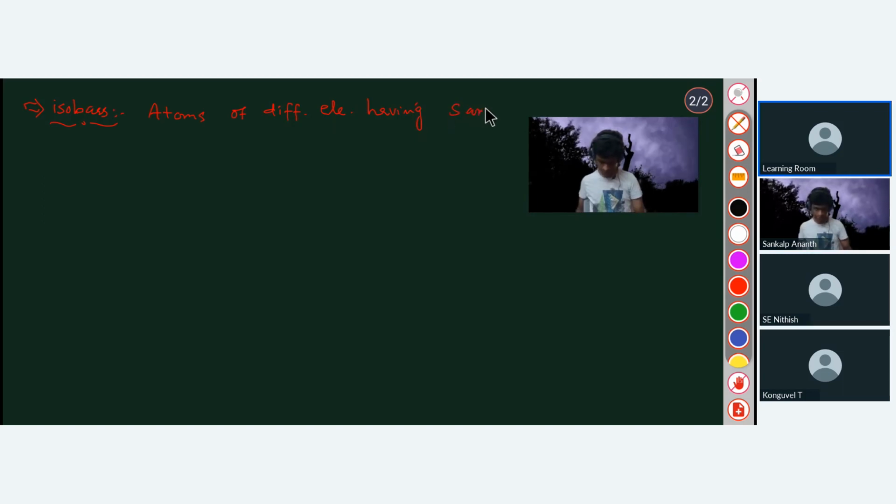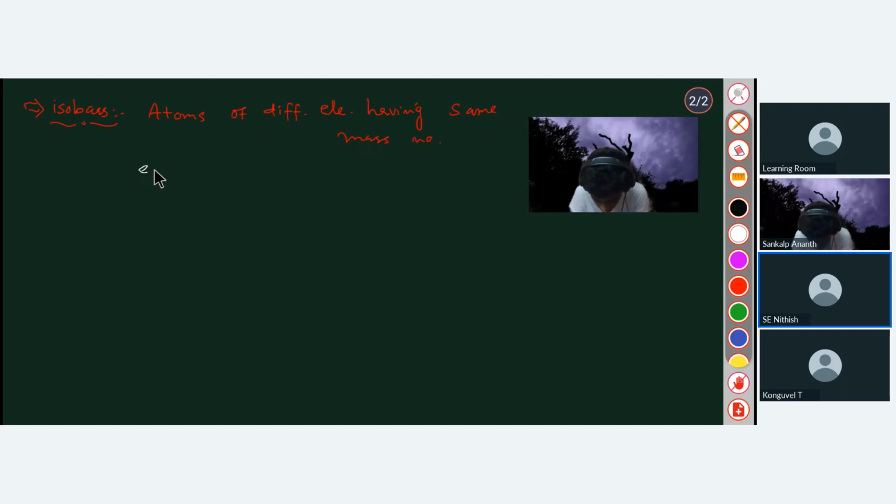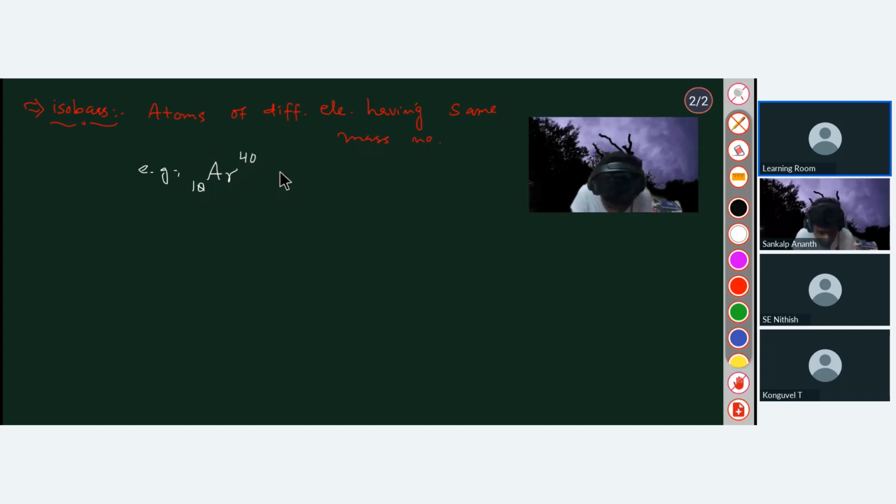Having same mass number, right? Yes, sir. They have different atomic numbers, but the same mass number. For example, argon has atomic number 18 and mass number 40. Let's say I'm having calcium, its atomic number is 20, and its mass is also 40. So these are your isobars.